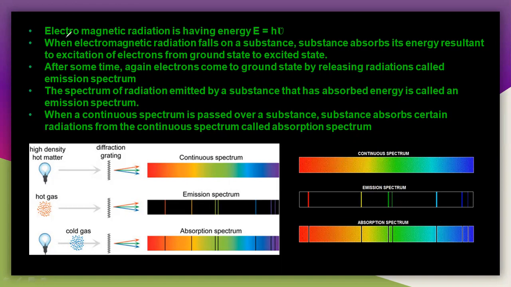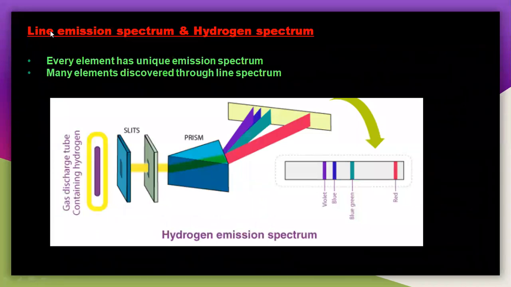So I will tell you about this emission spectra and absorption spectra in the next class, so that you can easily understand. So see here, this is a line emission spectrum for the hydrogen atom here. So see here, this is the spectrum of hydrogen here. So see what is happening here.